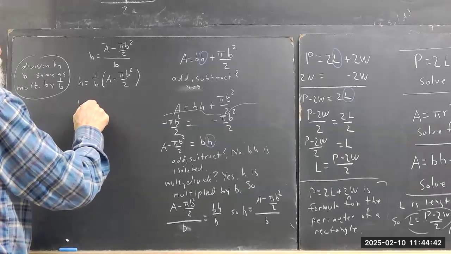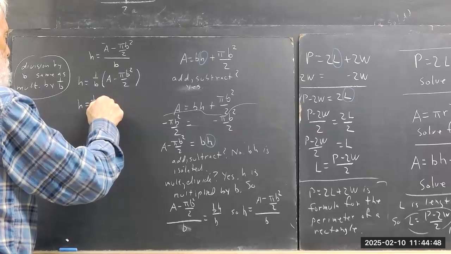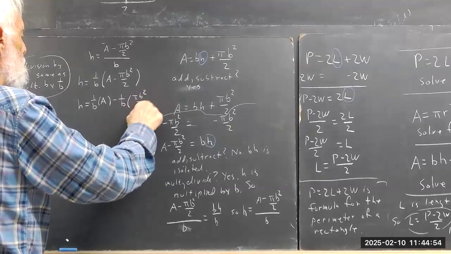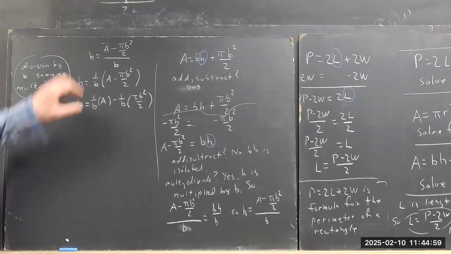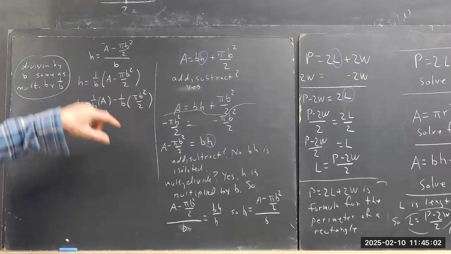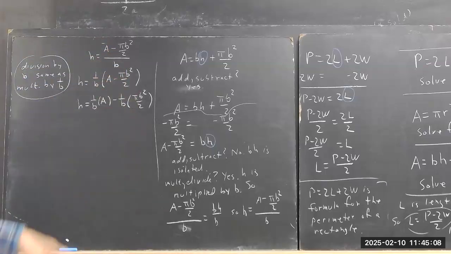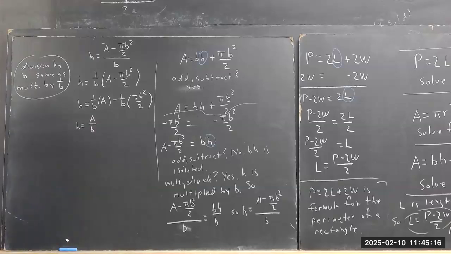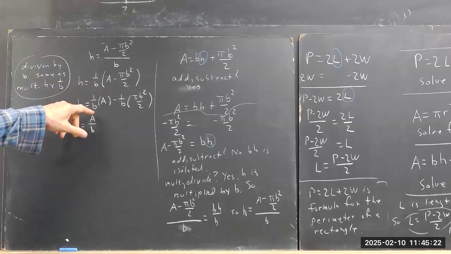So then h equals 1 over b times a minus 1 over b times pi b squared over 2, because 1 over b is multiplied by everything in here, meaning 1 over b is multiplied by a and it's multiplied by negative pi b squared over 2. Okay, it's the distributive law. One over b times a is just a over b.